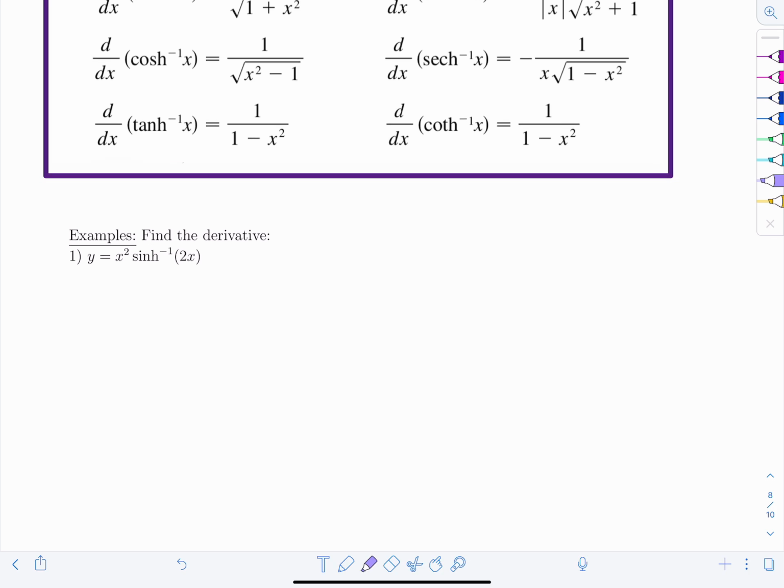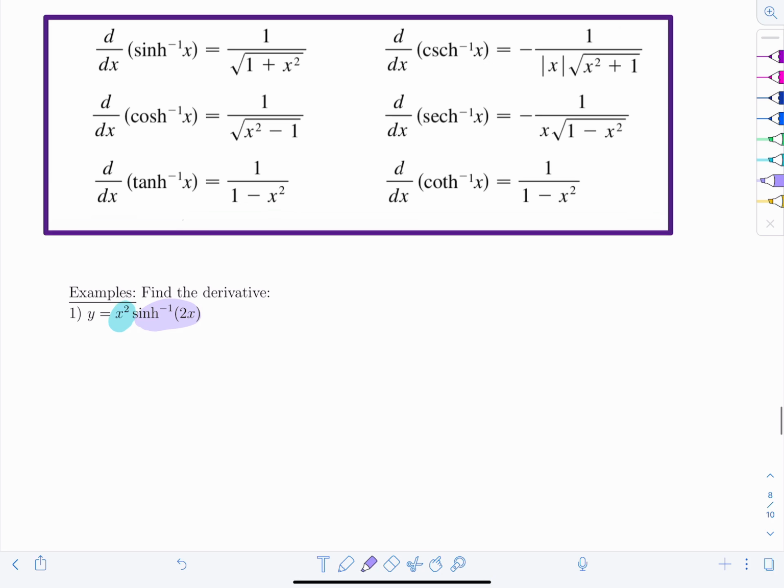Y equals x squared times sinh inverse of 2x. All right. Don't get scared. We got this. We have to use product rule though, right? There's x squared, and then there's sinh inverse of 2x. Y prime is going to equal, let's take the derivative of x squared, and then you leave the other function alone. Plus, now I'm going to leave x squared alone.